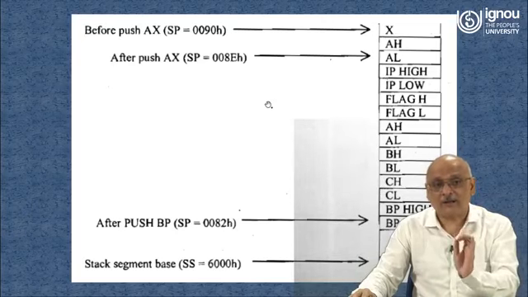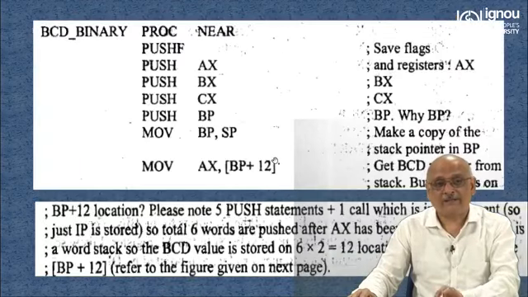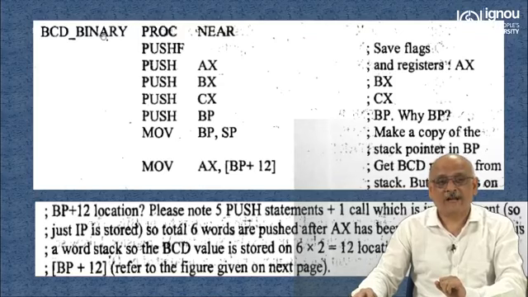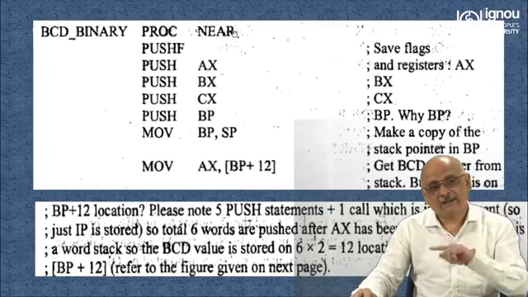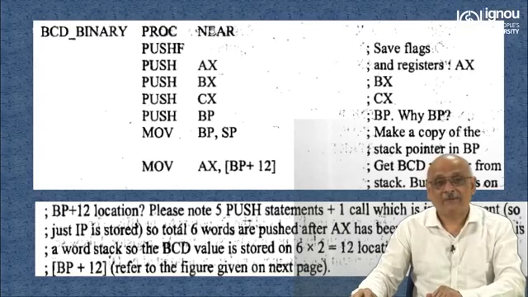So let's look into the procedure, whether it is a near procedure call or not. If not, then we are in error. Okay, so this is how it works. BCD binary proc near. If we put proc far, then the calling procedure will put CS also in addition, right? But since we have claimed it to be a near procedure call, we know exactly how the pointers are going to be addressed.